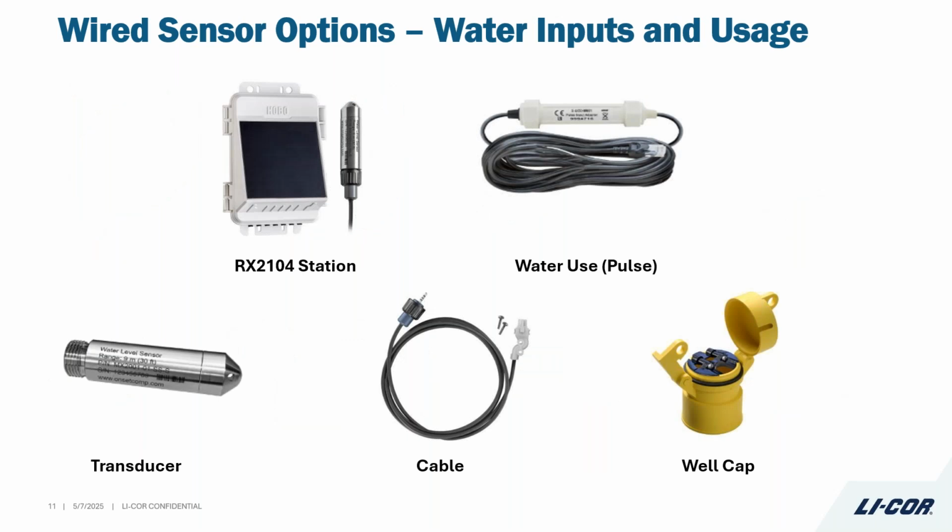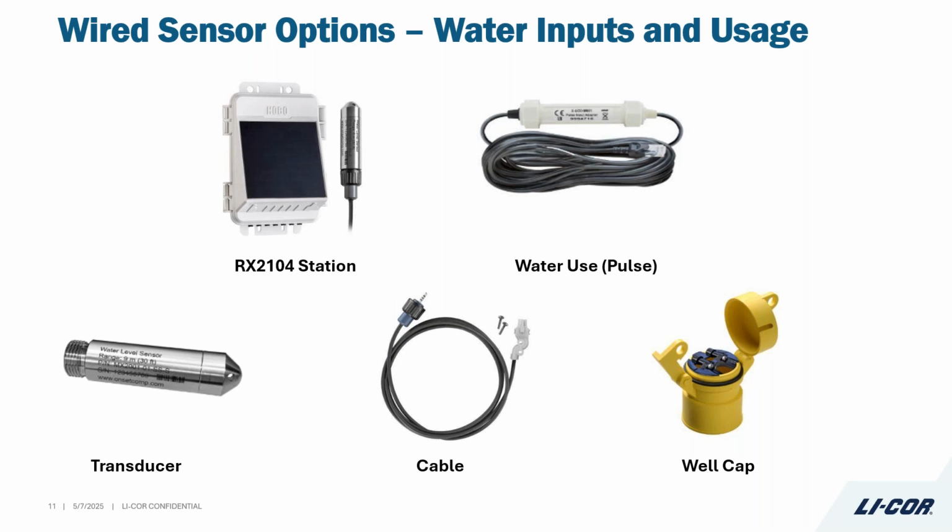The third category I wanted to separate the wired sensor options into are kind of our water outputs, right? This would be an RX 2100 station or RX 3000. You would be able to add a cable and a transducer to be able to get water level. You're also able to utilize our well cap and our water use or pulse counter that you can hook up into a flow meter. If you're here in California, this is your Sigma and SB88 compliance system right here in a nutshell. RX 2104, transducer, cable, well cap, and then connecting up to your flow meter as well.